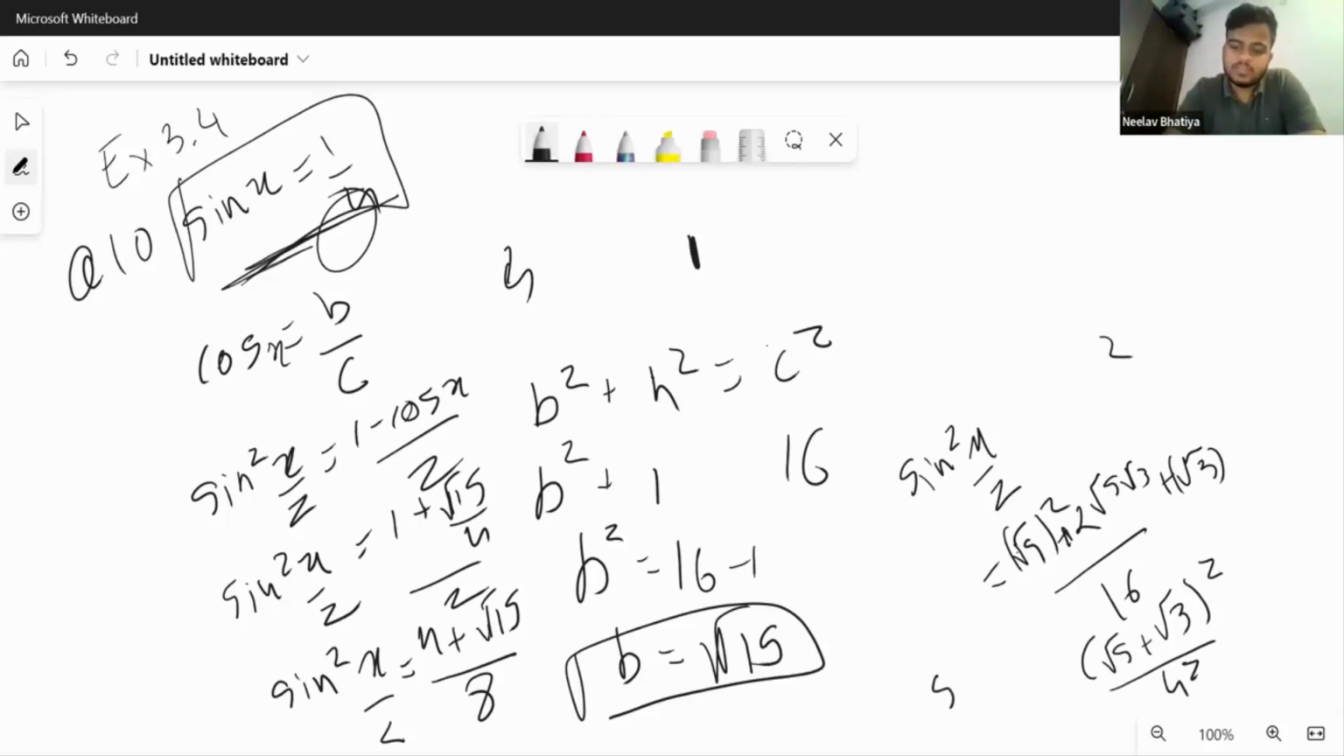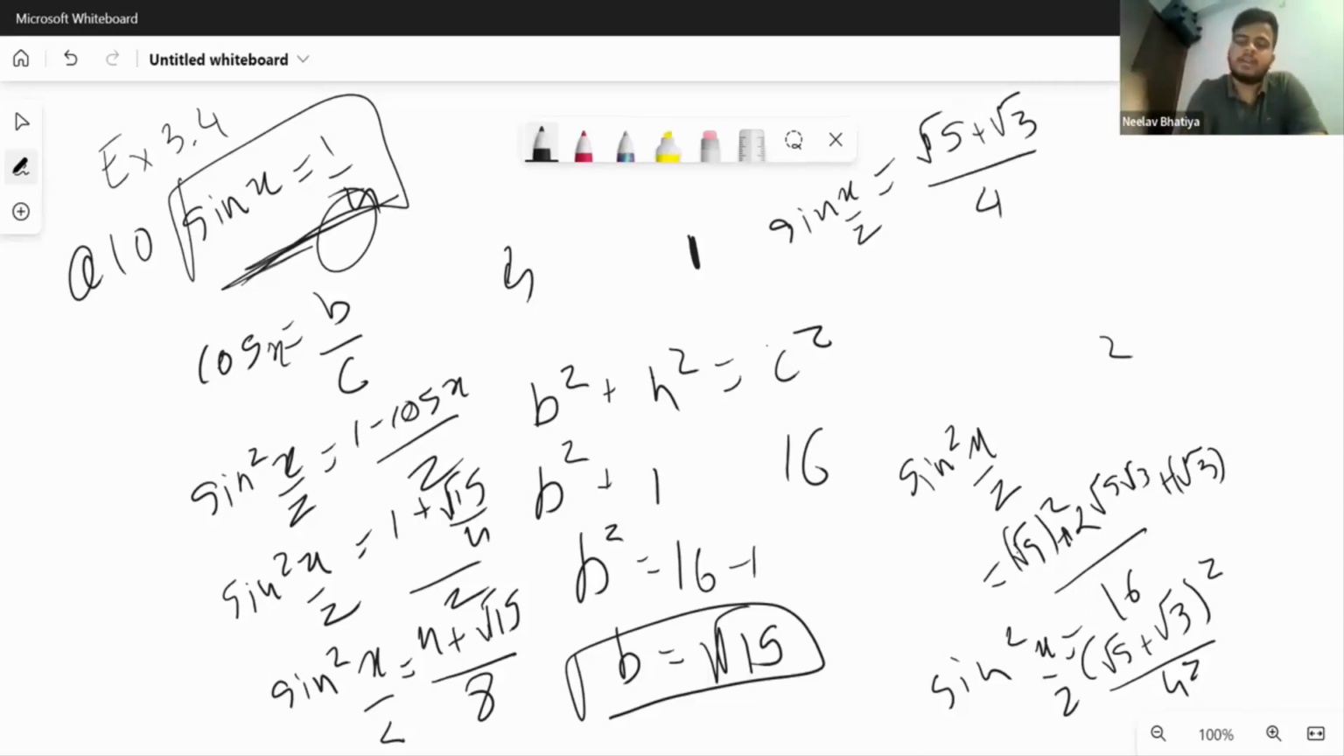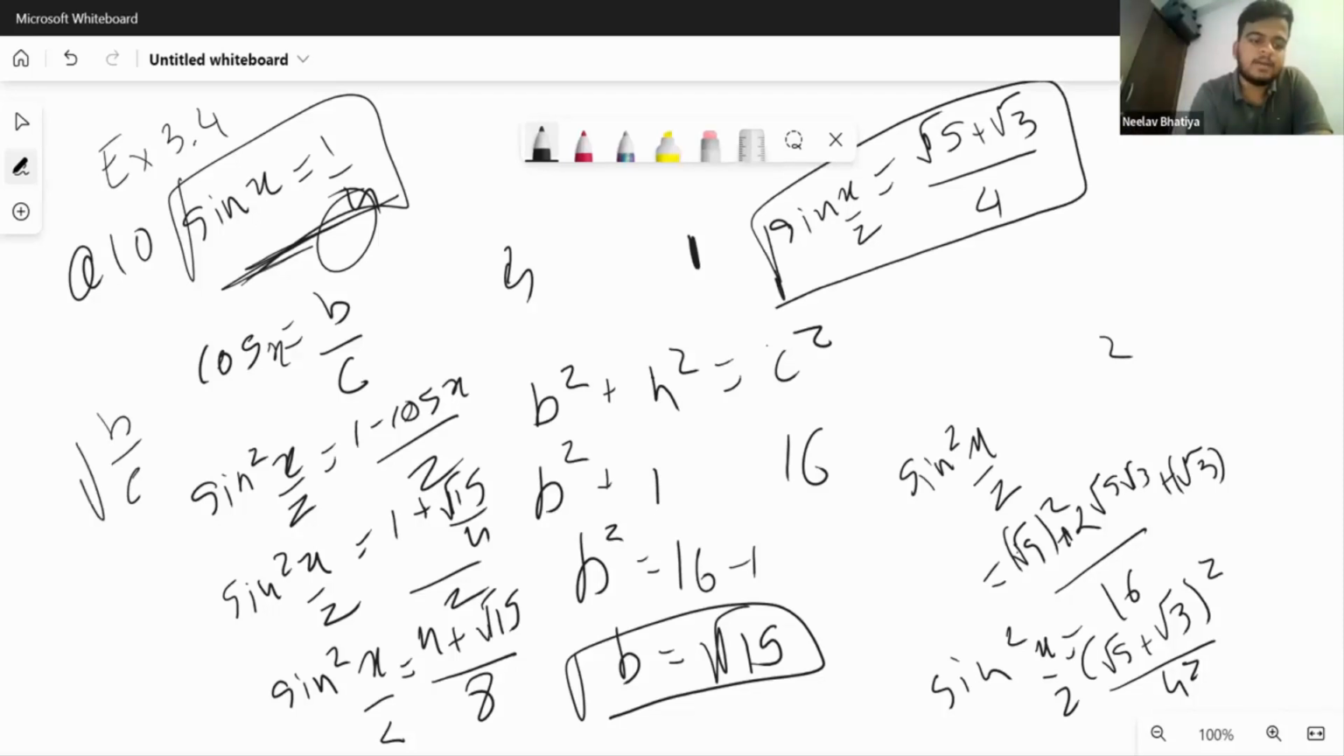Does that make sense? So sine square x by 2 then becomes this term, and you take root on both sides, you get sine x by 2 as being equal to root 5 plus root 3 upon 4. Correct. Now I found out sine x by 2 for you. Apply the b plus c formula and try to find out tan x by 2 and cos x by 2. I'm just going to write those answers for you, and you can verify them when you actually solve this.